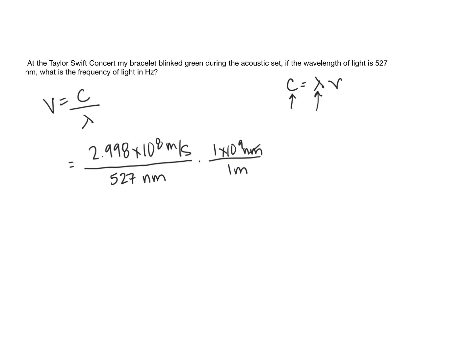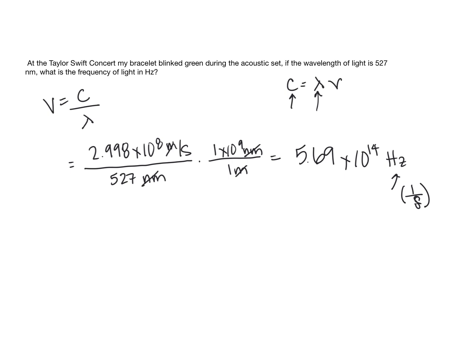So now our nanometers cancel, our meters cancel, and we're left with 1 over s, or per seconds, or hertz. So when you plug this into your calculator, you should get 5.69 times 10 to the 14th hertz. And a hertz is just a 1 over s. So that's the difference here.